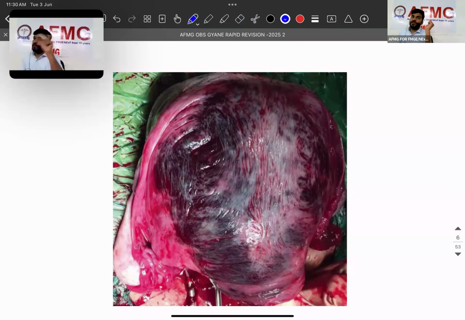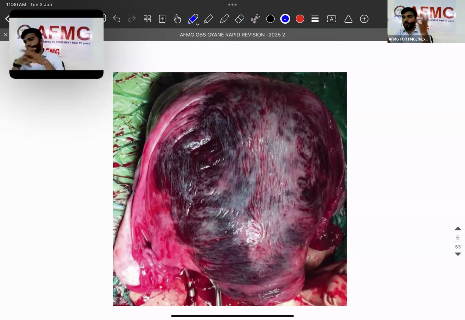What is concealed? What is revealed? One more question they can ask: the presentation will be given, but they will not mention the bleeding. They will give all the presentation: pain abdomen, tender uterus, hypertension. But which type of abruptio placenta is seen? The answer should be concealed type, because everything is the same as revealed, but the only difference is the patient is not bleeding. If not bleeding, your diagnosis is concealed abruptio placenta. If bleeding, revealed. If no type is given and just a painful tender uterus with bleeding, it is called abruptio placenta.